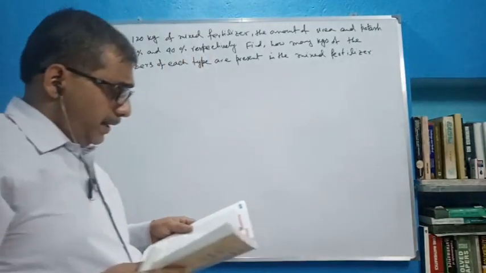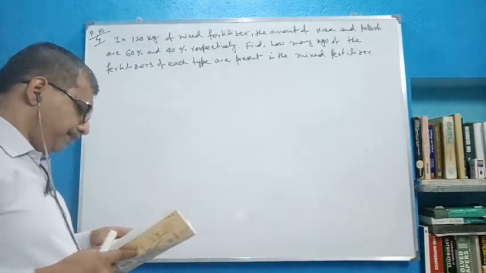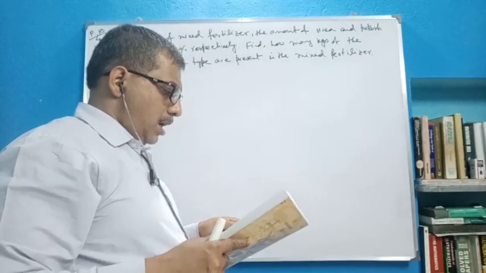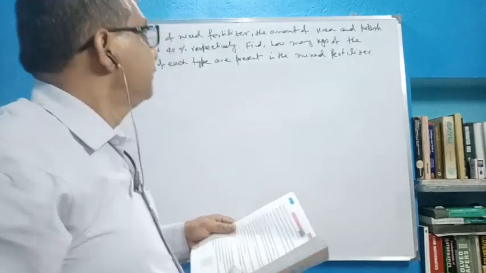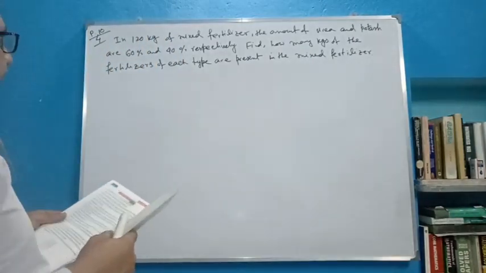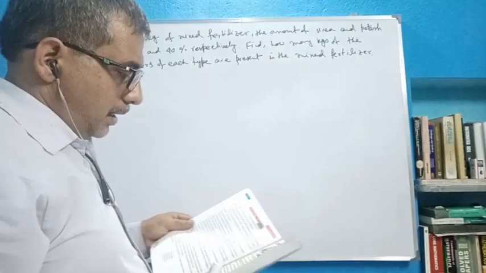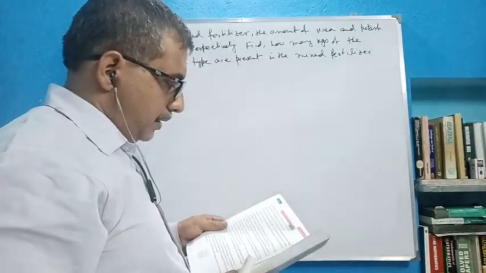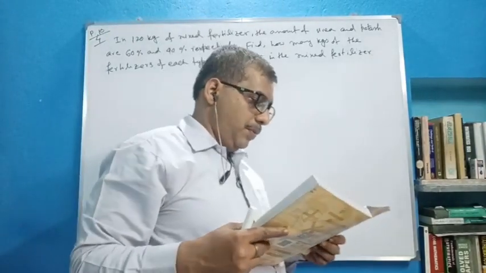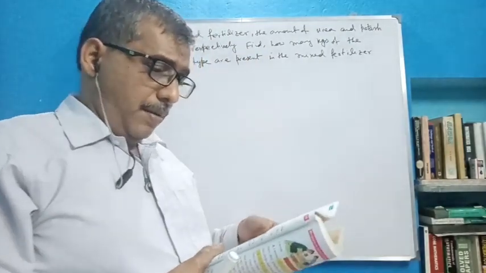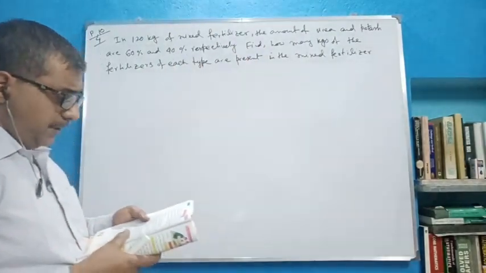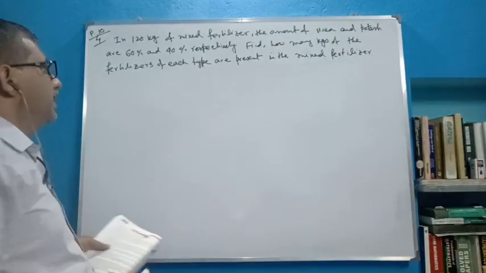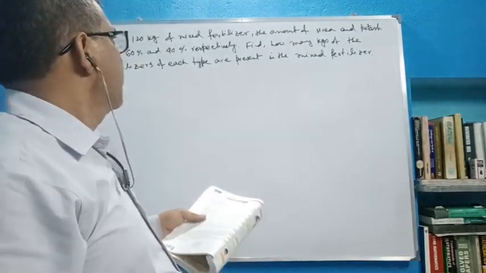So 120 kg of mixed fertilizer is given, and the percentage of urea and potash are given, one is 60% and the other is 40%. We have to find out the amount of urea and the amount of potash present in 120 kg of mixed fertilizer. Percentage is known to all of you, obviously, from the previous class.